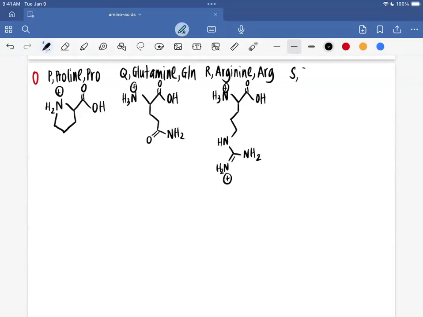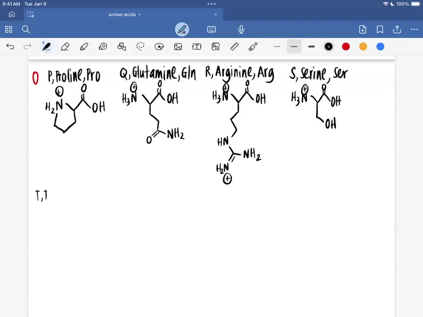S is for serine and has three-letter code SER. We have the backbone one more time. And serine has the alpha carbon going to the beta carbon and an alcohol. So it's almost identical to cysteine, except it has an oxygen here instead of a sulfur.